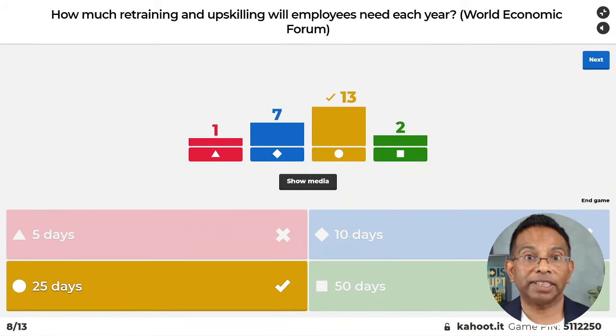Yeah, fantastic. Great to see so many people got that right. That's like 25 days. That's 5 weeks a year that people need for reskilling and retraining to be ready for the future. And that either might mean that they have to be ready for how their job's going to change, or ready for that their job might be replaced by AI or a robot, or more likely a person using AI. And so you've got to be skilled for new things that are coming up.